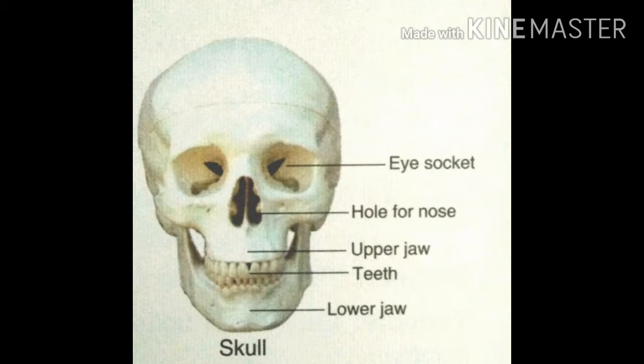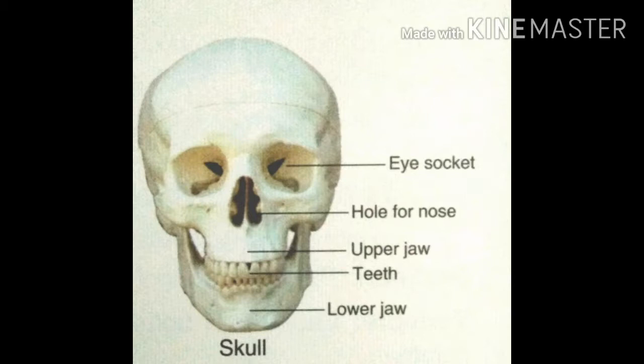It has holes, that we call sockets for eyes, ears and nose. See this picture. See there, the eye socket is there. Holes for the nose, that one is also the nose socket. On the sides we can see the ear sockets.